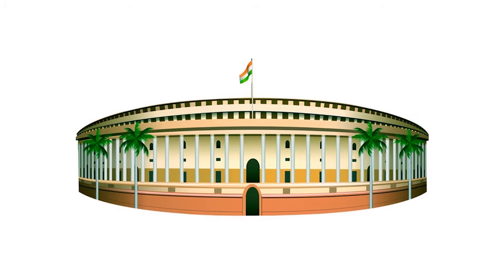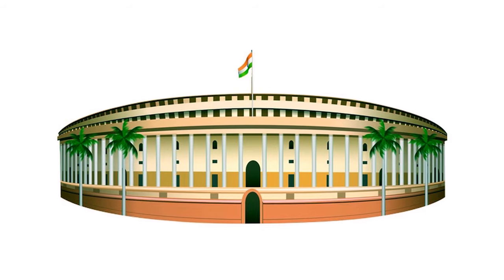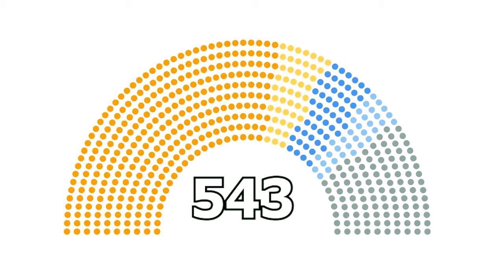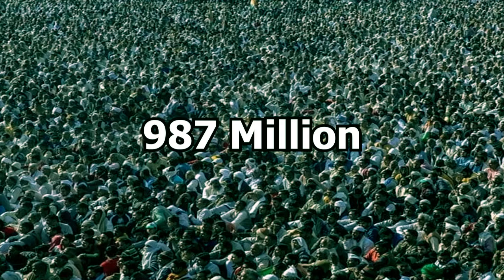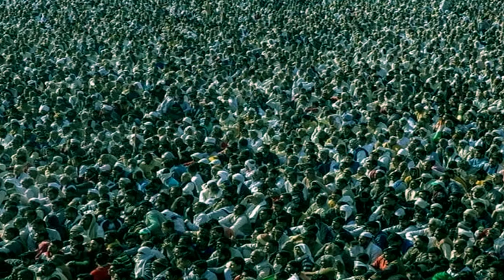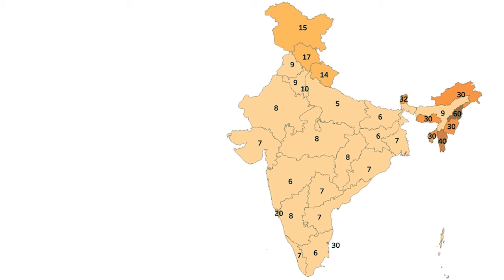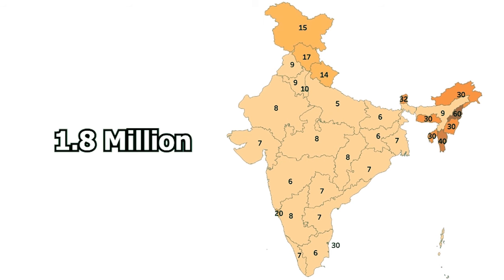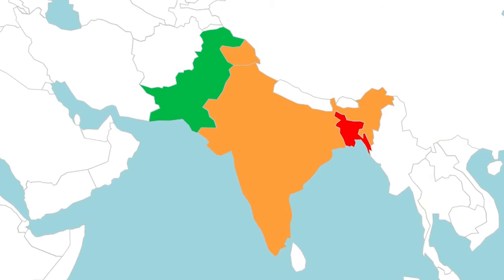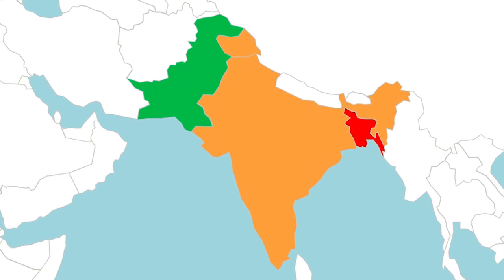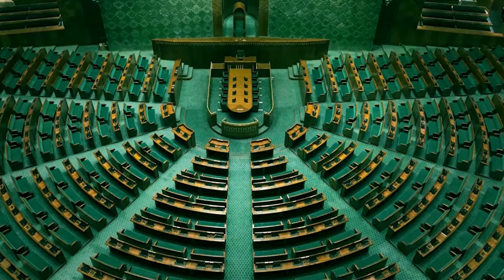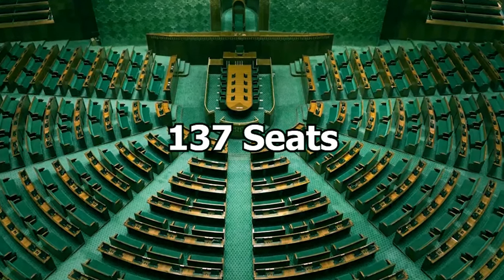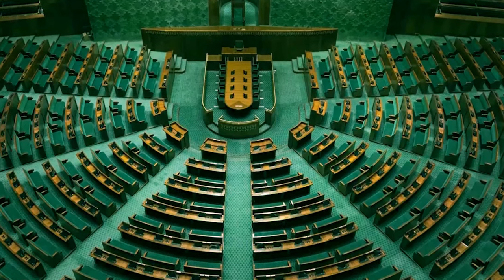Now, let's examine this in the context of Legislative Assembly seats. The Indian Legislative Assembly has a total of 543 seats, and the registered number of voters is 987 million. It implies that, on average, each constituency has around 1.8 million registered voters. In this scenario, if we add the voters of Pakistan and Bangladesh, the number of seats in the Indian Legislative Assembly would need to be increased by 137 seats to accommodate the larger voter base.